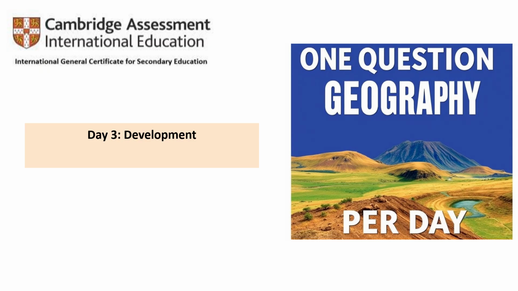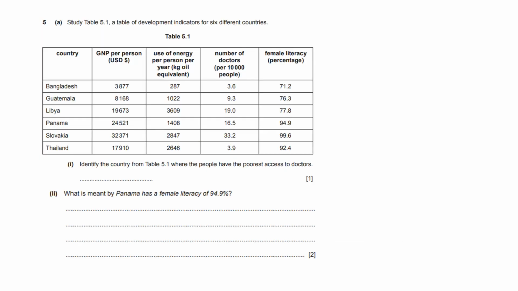And in this day 3, we'll be looking at a question on development. So quickly, here we have a table, and we have countries, and there are development indicators for these 6 countries and data. Now, the first question here is, they said we should identify the country from table 5.1 where the people have the poorest access to doctors.